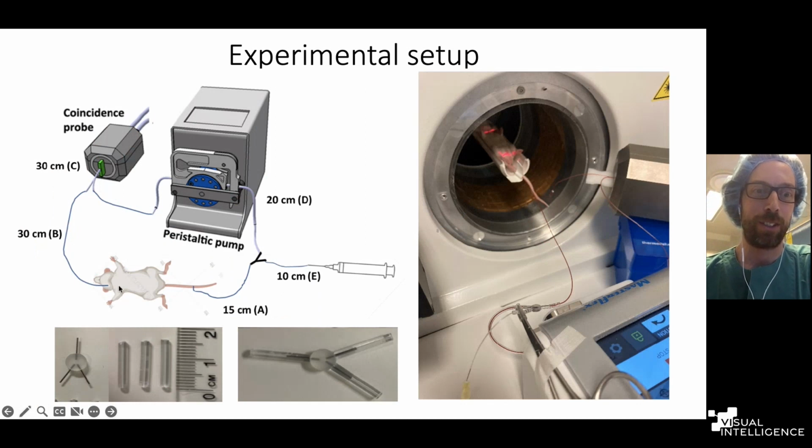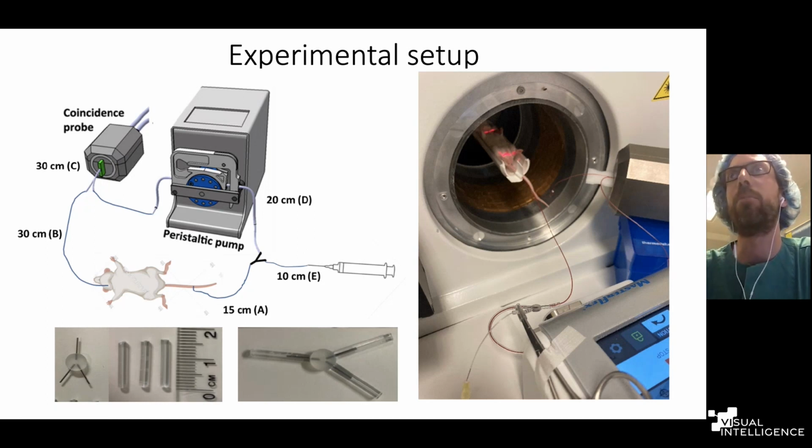And then you can hook on the arterial line into this coincidence probe, further to a pump, and then through a Y connection back in the vein. So we have this loop, and the pump makes it circulating constantly. And this is very important because you cannot extract that much blood from a mouse. So we need to put it back again.